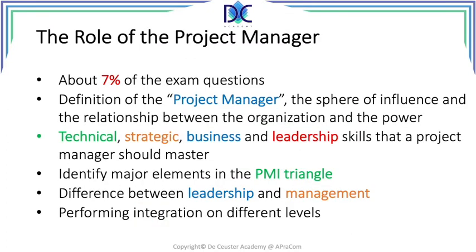Chapter 3 is about the role of the project manager, typically 7% of the exam questions. Here we look at the definition of the project manager. We talk about the sphere of influence and the relationship between the organization and the power of the project manager. We look at the skills the project manager should have. We talk about technical skills, strategic skills, business and leadership skills that a project manager should master.